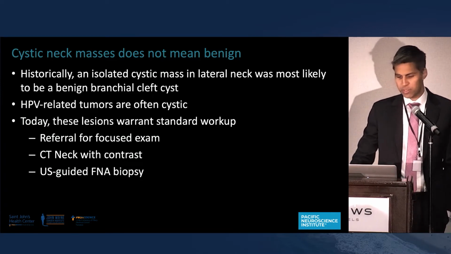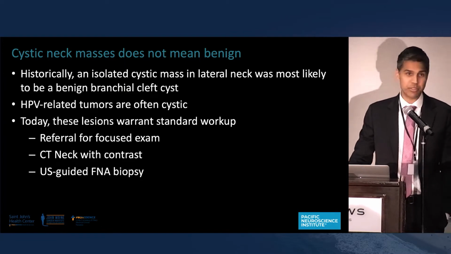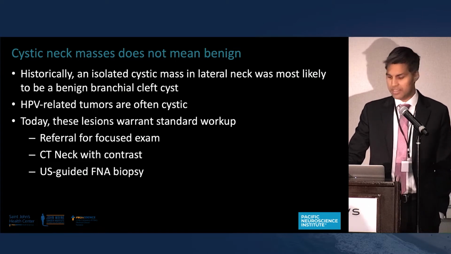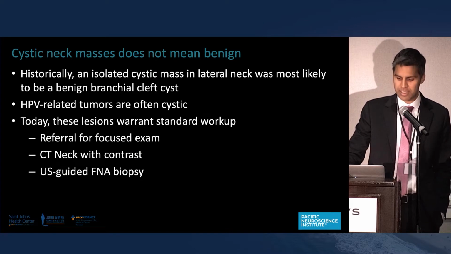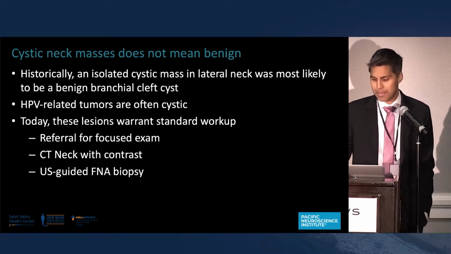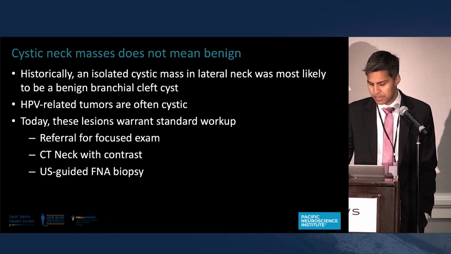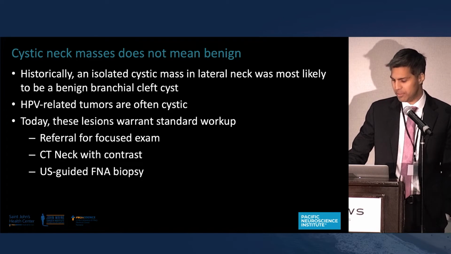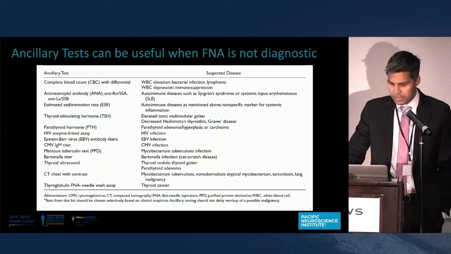So if a person comes in with a fluctuating neck mass, or a CT scan that shows that, you can refer them for a focused exam. If they don't have one, they need a CT neck with contrast, and you can send them for an ultrasound-guided FNA biopsy. The ultrasound guidance is important because they can target the capsule of the node and avoid the necrotic middle part, which will not give you a diagnosis.